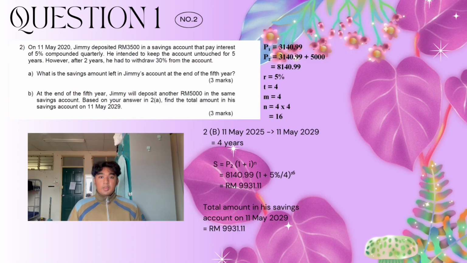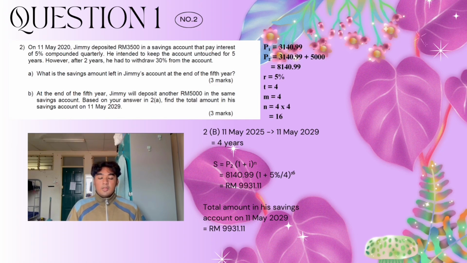So for question B, we could get our P by adding 3,140.99 with 5,000, which will get us 8,140.99. And then our rate will be 5%. Our term will be 4, which is from 11 May 2025 until 11 May 2029. And then our M will be 4, and our N will be 16.